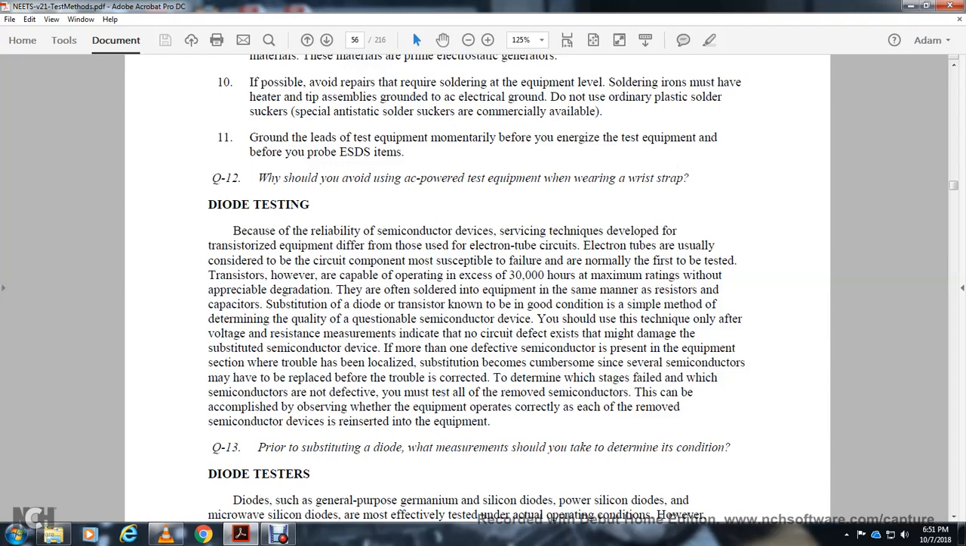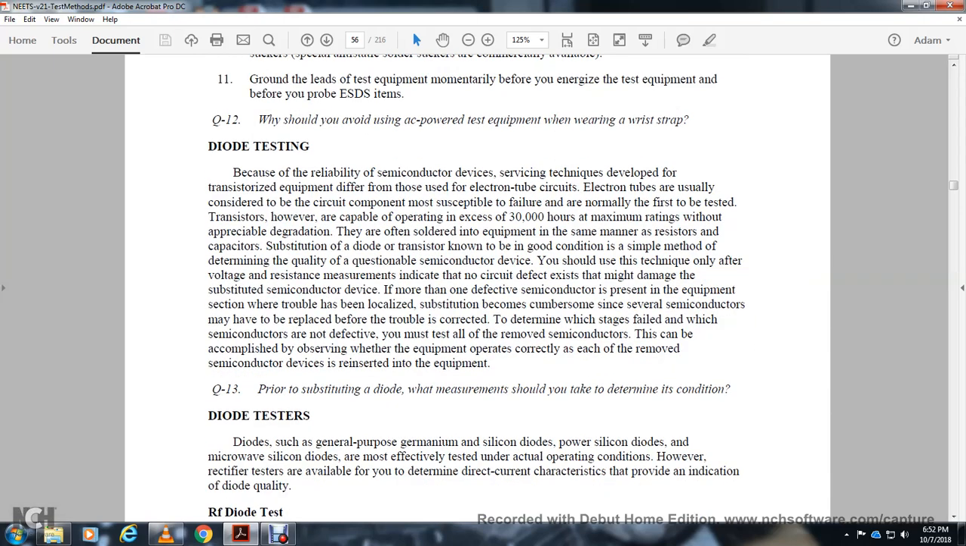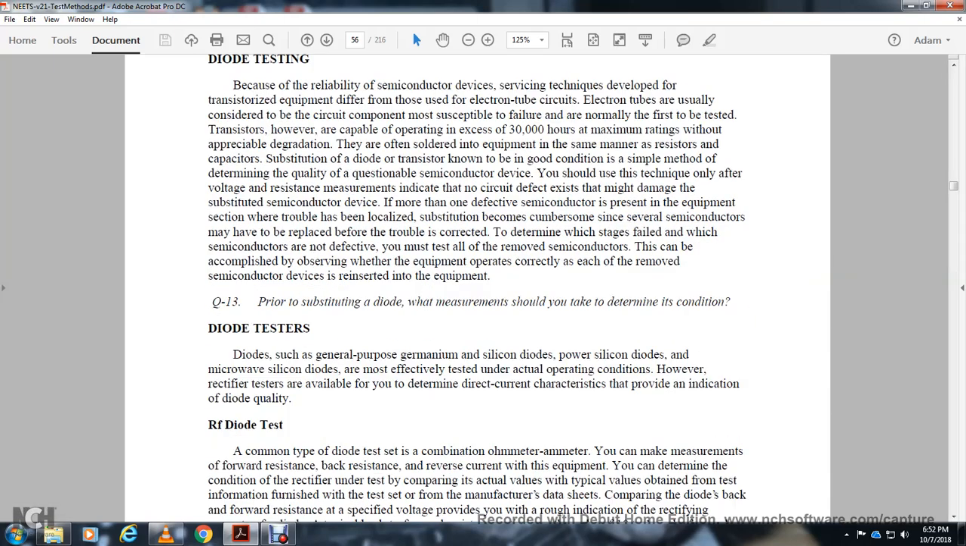You should use this technique only after voltage and resistance measurements indicate a non-circuit defect or exhibit damage. Substitute the damaged semiconductor device only when one defect of a semiconductor device is present in the equipment section with the trouble. To avoid localized substitution, consider that some of the semiconductors may have been replaced before the trouble occurred. To determine which stage failed, you must test all removed semiconductors. This can be accomplished by observing the equipment and operating it carefully and correctly as each of the removed semiconductor devices is reinserted into the equipment.